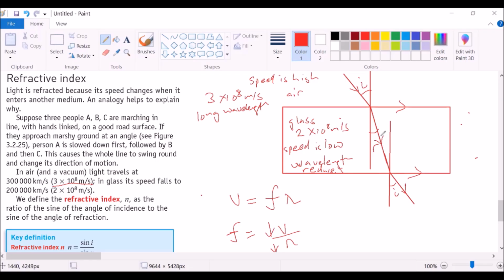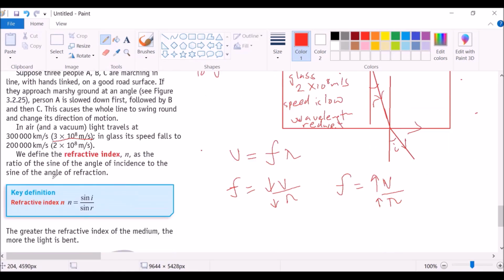So when light is coming from an optically denser medium to a less dense medium, the speed increases and the wavelength increases so that it maintains the same frequency. All the while, when it gets into a denser medium and out of a denser medium, the frequency remains the same. The frequency does not change.